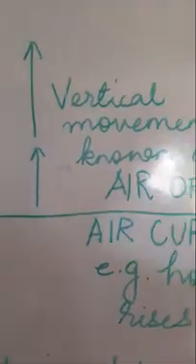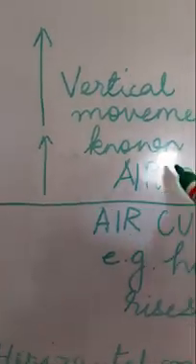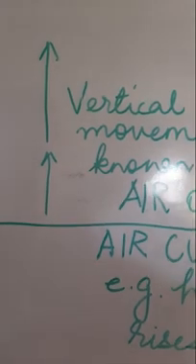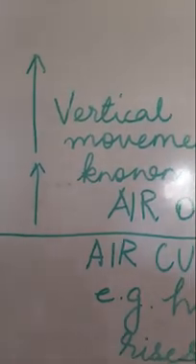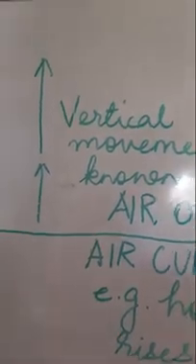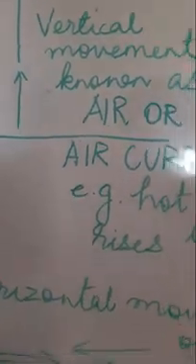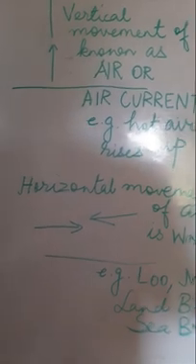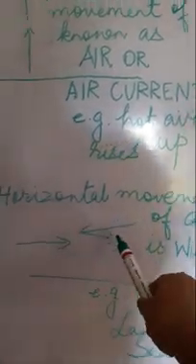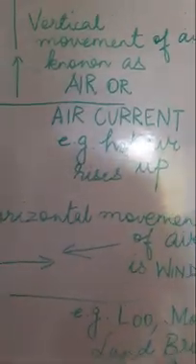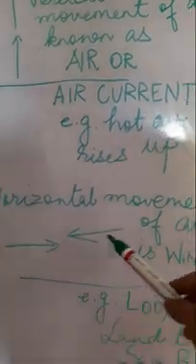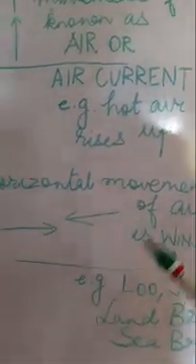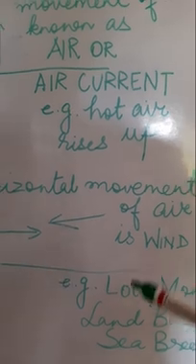So, air is always applied when the air is moving up. But then what is wind? Now, wind is horizontal movement from one place to another. It is not vertical movement, children. So, when horizontal movement of air is there, it is known as wind.